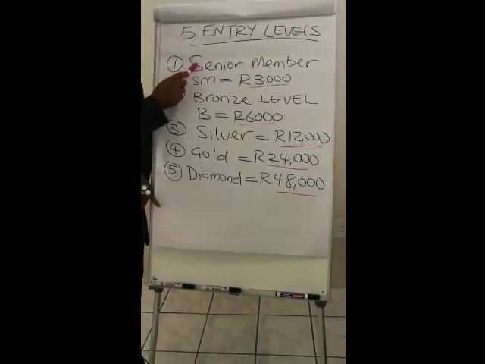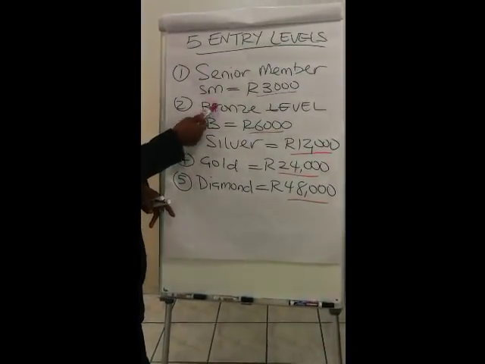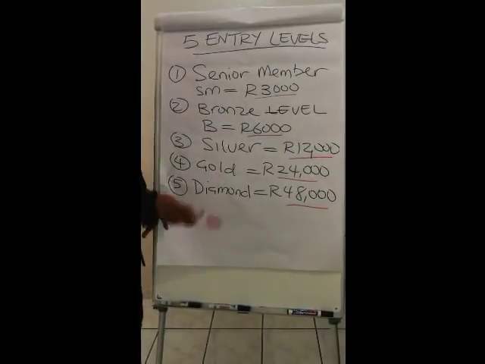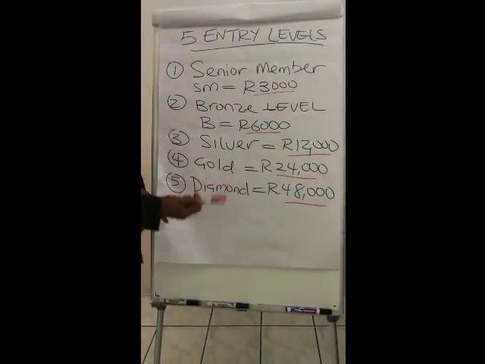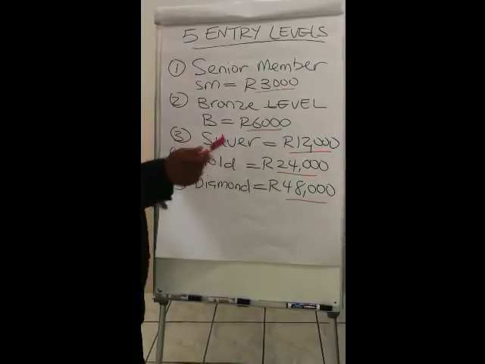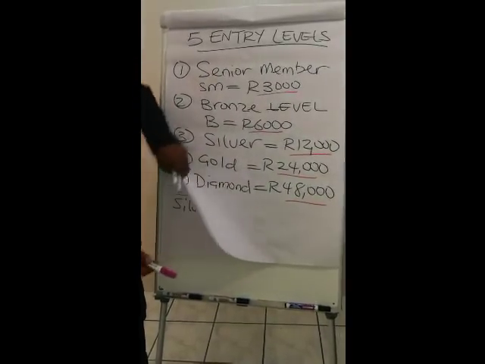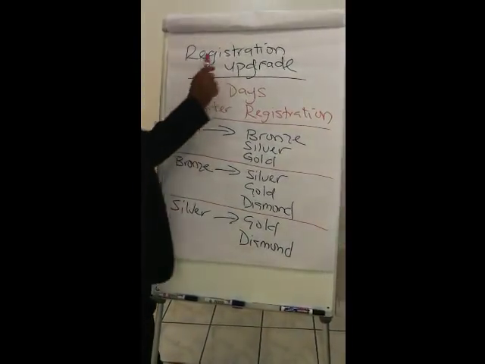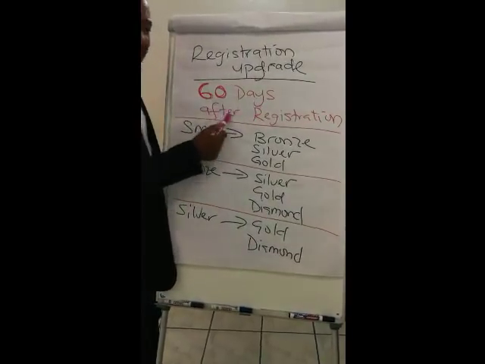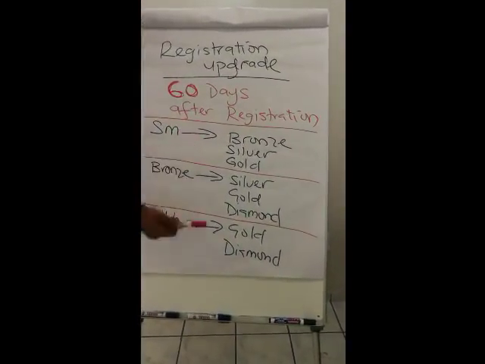So if you registered as senior member, you can upgrade within 60 days, which is 2 months, to bronze, silver, gold, and diamond. Not exactly in that order. I'll show you the conditions right now. So after registration upgrade, 60 days after registration, you can go to your next level.